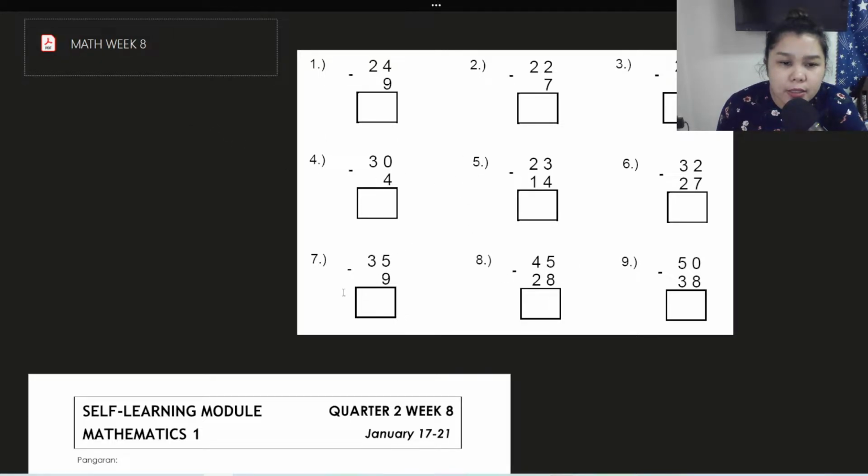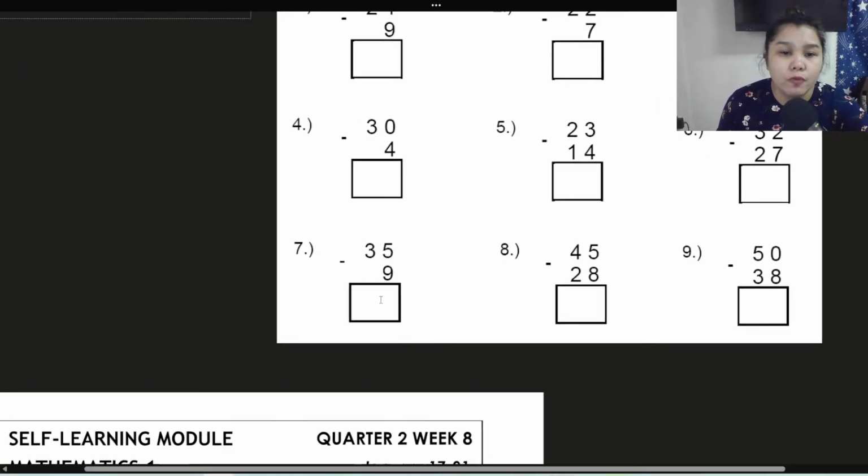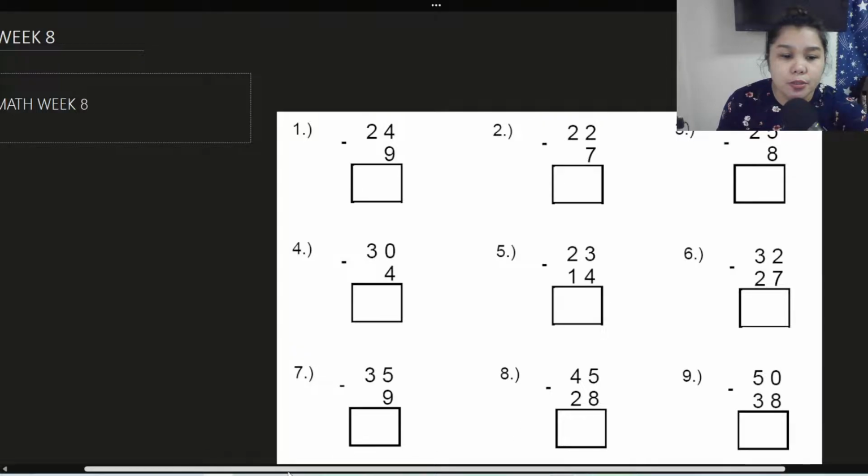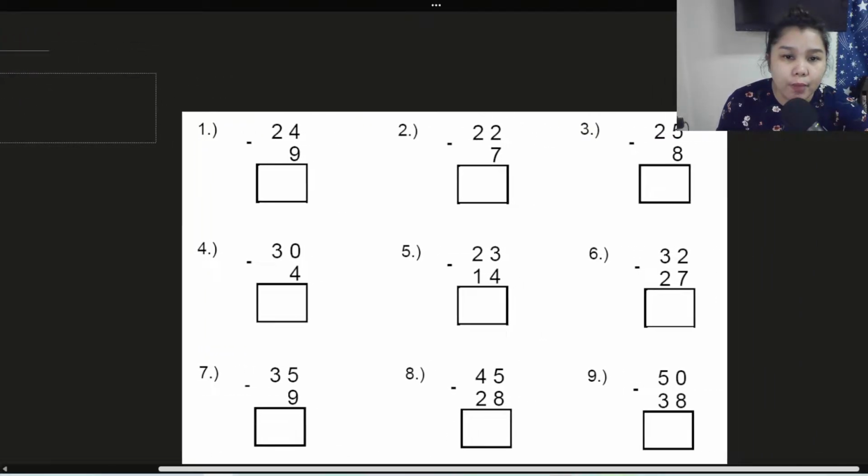This is the last activity from weeks 5 to 6 na module. So let's have a short review first before we move on to the last part of subtraction. So ipapakita kong papaano.